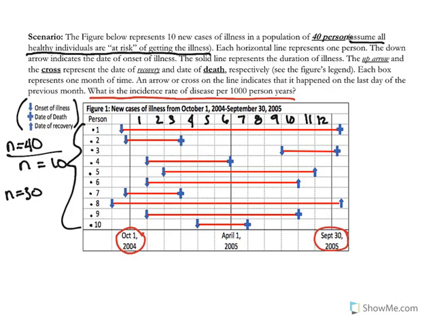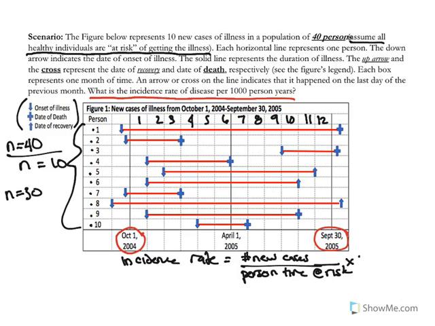So to determine this, we first need to write out what our incidence rate formula is. Incidence rate is equal to the number of new cases during that observation period over person time at risk for the disease times our multiplier, and in this case our multiplier is 1,000, and it asks us per 1,000 person years here.